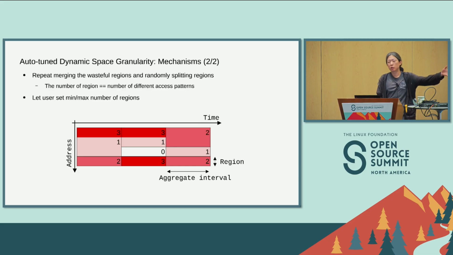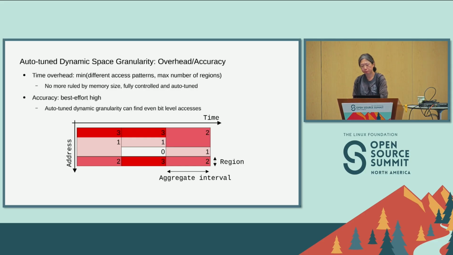As a result, the pictures that users will see will look like this. No more wasted regions. And as a result, the time overhead becomes the minimum of the different real access patterns and maximum number of regions that user specifies. And therefore, it is no more ruled by the memory size. It doesn't matter if the memory size is 100 gigabyte or 1 terabyte or even 1 petabyte. It is ruled by not the memory size, but real different access pattern and the user-specified maximum overhead.